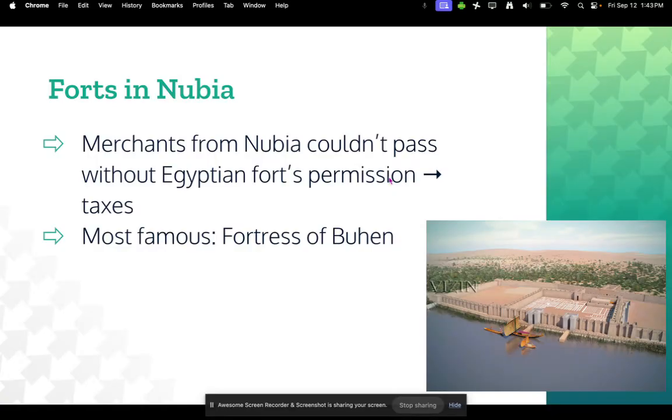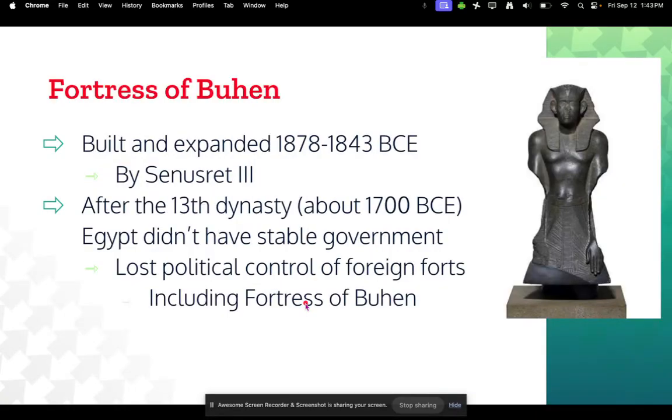The most famous of these fortresses in Nubia was called the Fortress of Buhin, which is what this artist rendition is of. So the Fortress of Buhin was built and expanded in about 1878 to 1843 BCE by Senusret III. And after the 13th dynasty, which is about 1700 BCE, Egyptians really didn't have a stable government anymore. So the Egyptian government lost political control of the foreign forts, including the Fortress of Buhin.